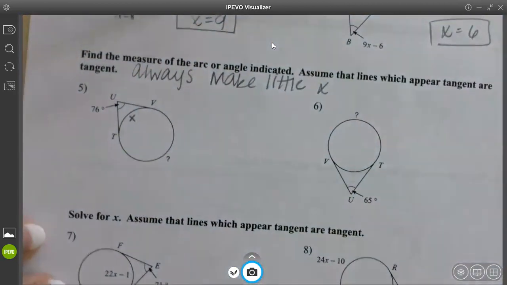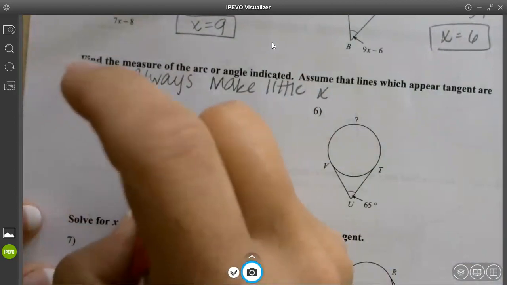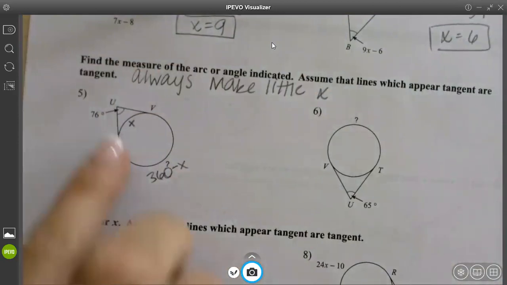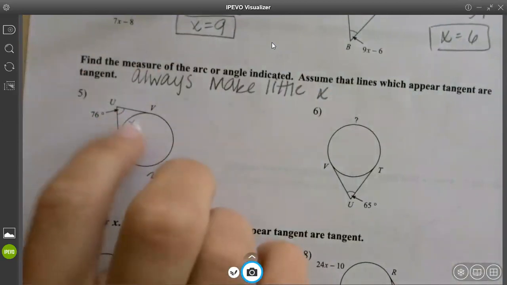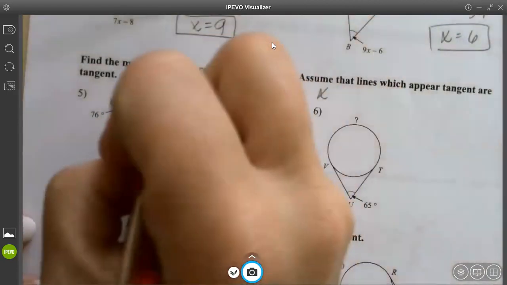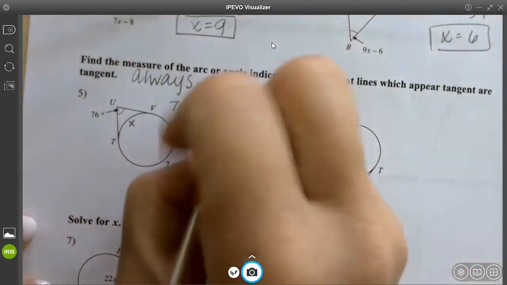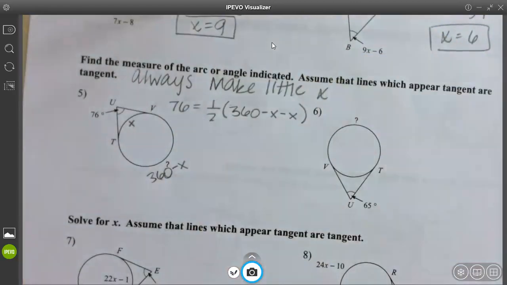Always make a little x. Then to find this question mark, we would subtract that x from 360. Now I can set up an equation. My equation, and this is all the time, y'all, this is no different. Just make sure that the big one is the 360 minus x and the little one is x, okay? So we're going to do the angle 76 equals half of the big, which is 360 minus x, minus the little, which is x. If you do it the opposite way, you can still solve it.